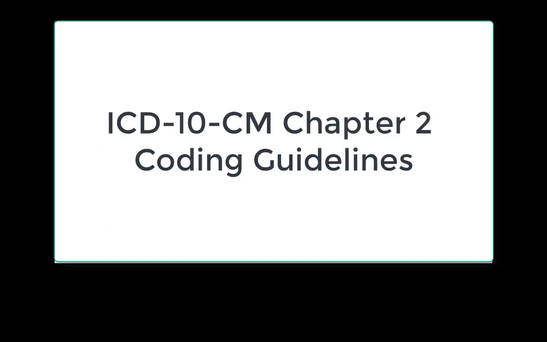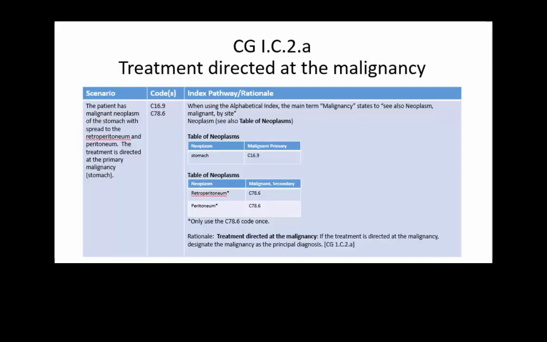Good morning. Today we're going to look at the Chapter 2 coding guidelines. The first guideline has to do with treatment directed at the malignancy. And you're going to see as you move through some of these guidelines, there's treatment directed at primary malignancies, there's treatment directed at secondary malignancies, which are malignancies which have metastasized from the primary site, and there's treatments directed at complications of the malignancy, like anemia or dehydration, or complications of surgery. So where the treatment is directed is how you know which guideline you're going to apply.